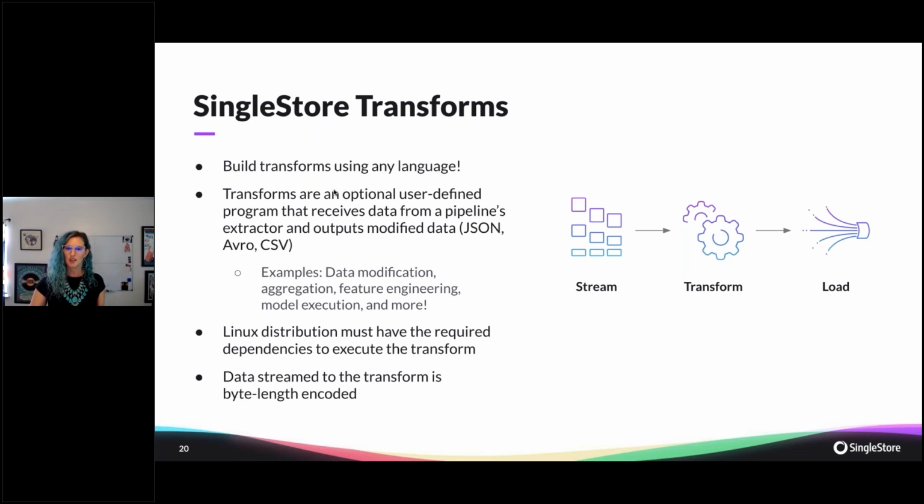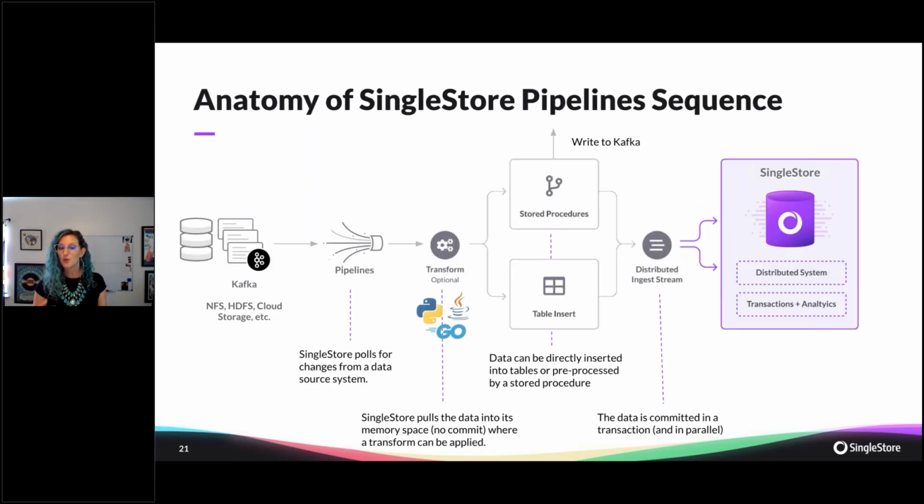In addition to transforms, you have the ability to use SingleStore stored procedures as well to mutate or modify the data. And so we'll look at the full anatomy of a SingleStore pipeline sequence, how it works and integrates with Kafka and with other data solutions end to end. So how pipelines work is that we essentially will poll the data source for changes on a regular basis. It'll pull the data into memory where then the transforms can be applied. So remember, transforms can be written in Java, Python, Go. Pick your language, install the dependencies, and you're good to go. And from there, data can either be converted into table columns and directly inserted into tables, or it can be pre-processed by a stored procedure before being written and committed to the database.